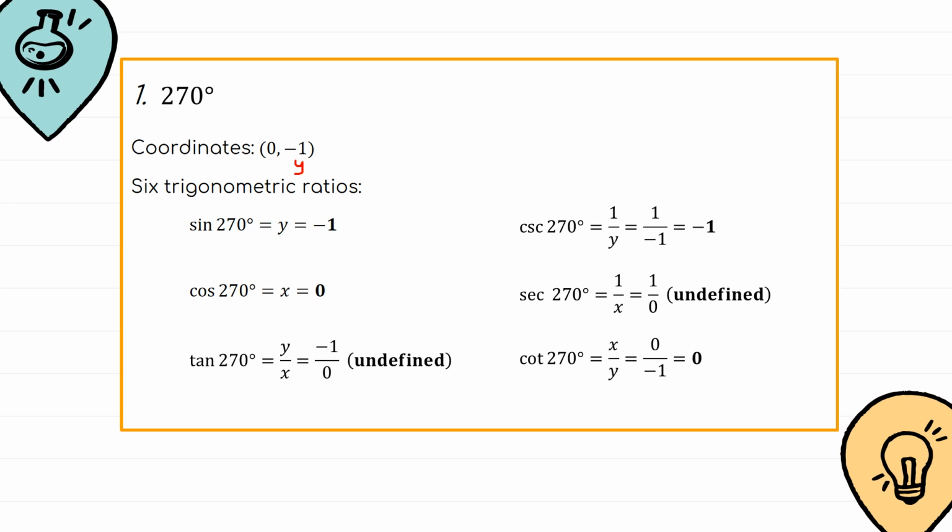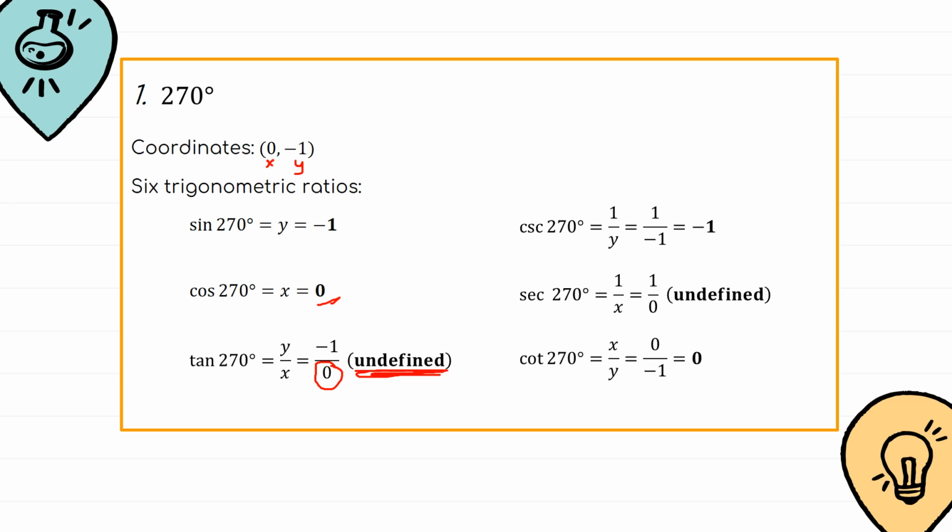Next, cosine 270. That is equal to x. Ito si x. So, therefore, kaya ang sagot natin dyan ay 0. Next is tangent 270. Y over x. You know y, you know x. Simply substitute. We end up with negative 1 over 0. However, 0 ang denominator mo. And division by 0 is undefined.